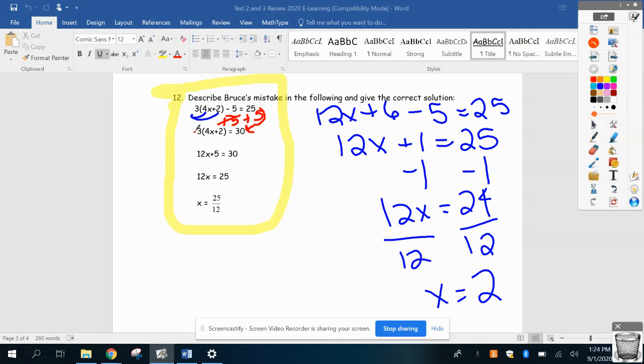Okay, then this next step from here to here, it looks like he lost the parentheses. So then he was distributing. So he got a 12x plus 5. And if we look at where we distributed, right, we did not get that. We got a 12x plus 6. So his mistake is that when he distributed, he added 3 plus 2 instead of multiplying them.